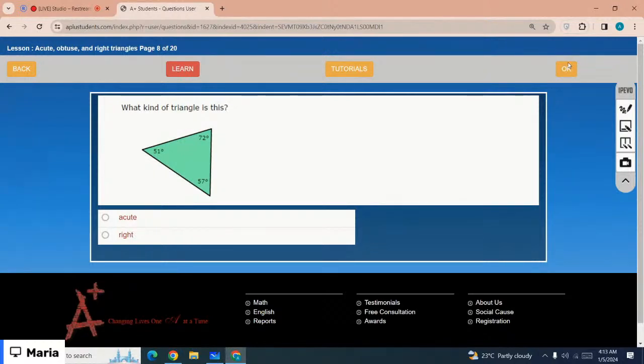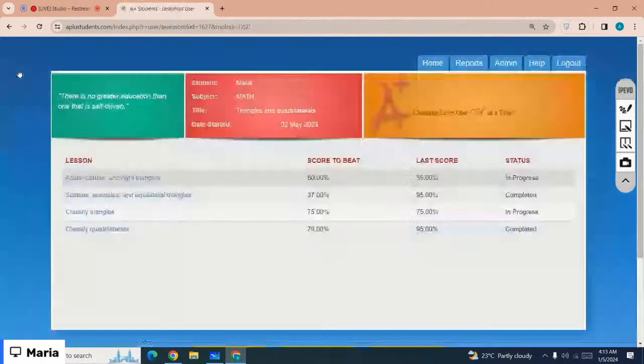Yes, the correct option is acute triangle because all the angles are less than 90 degrees. So that is the acute triangle, right? Okay, you can complete the lesson by yourself later today. Let me just move on to the next lesson.